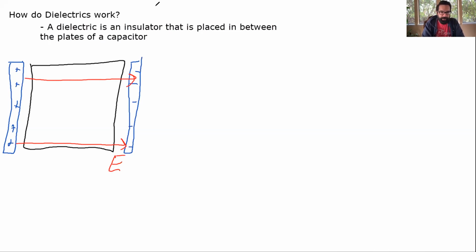In this dielectric, remember, charges in an insulator cannot freely move around. So we're not going to see a complete polarization, with negatives on the far left and positives on the far right. We're not going to see that dramatic polarization. What we do see inside a dielectric, I'll do this in blue, is that you get these local polarizations.